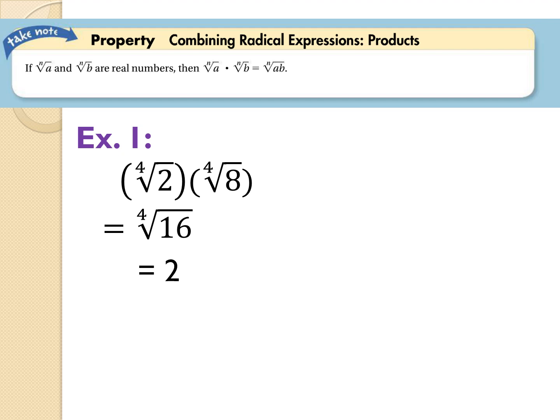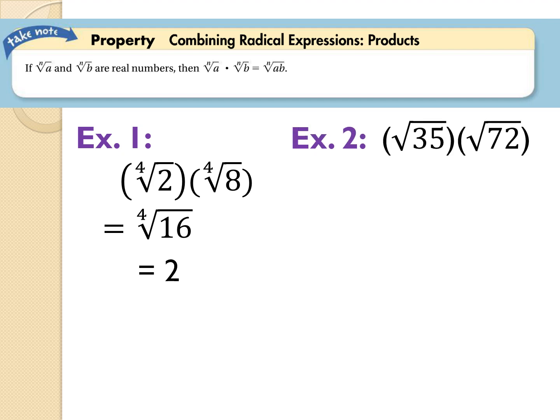Let's look at example 2. So I have the square root of 35 times the square root of 72. So they're both square roots, so I can multiply. And when I multiply them, I get 2,520. Now, before you start panicking, yes, we need to simplify it. We can't leave it like this.